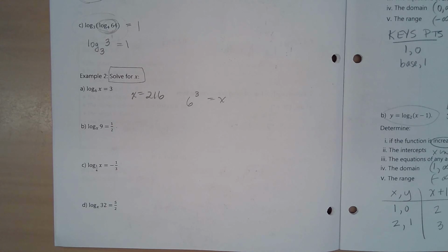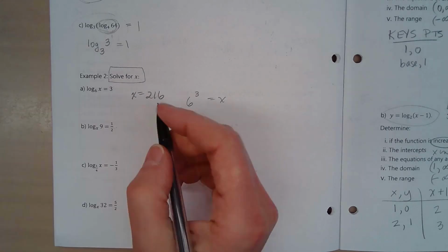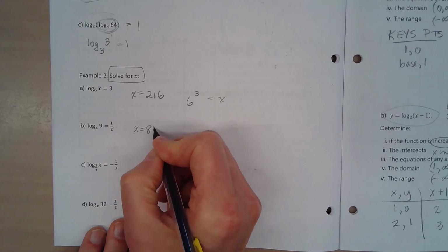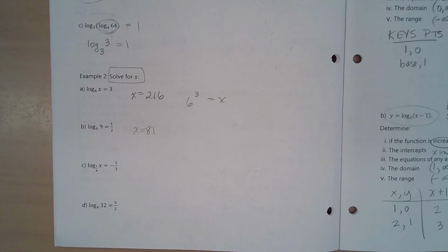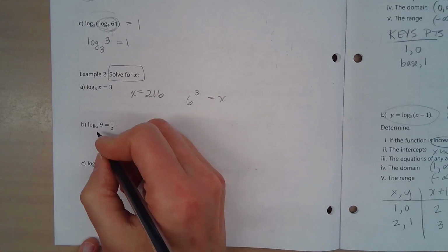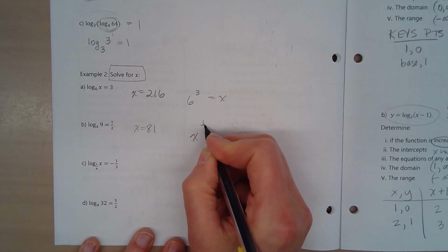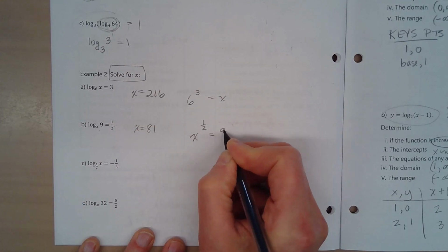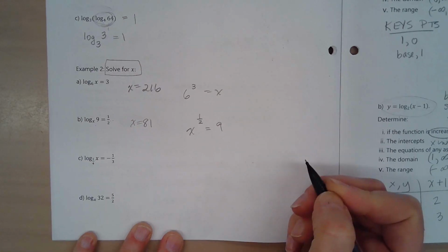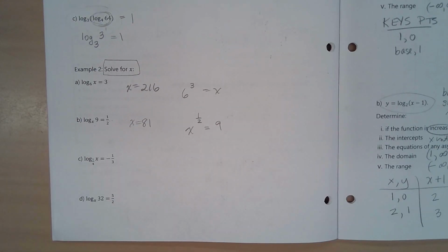What's the answer? 81. X is 81. How did you solve that one? Just by inspecting it, or did you actually have to put it into exponential form? Yeah? So this is the base. X to the power of a half equals 9. Okay? We know that x to the power of a half is another way of writing square root, right? So you could have looked at it, square root of x is 9.